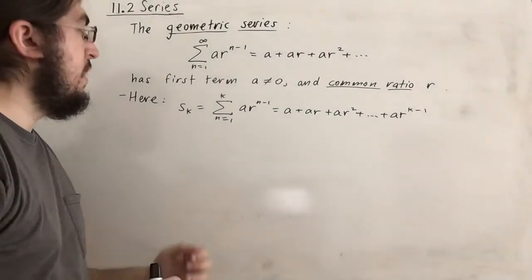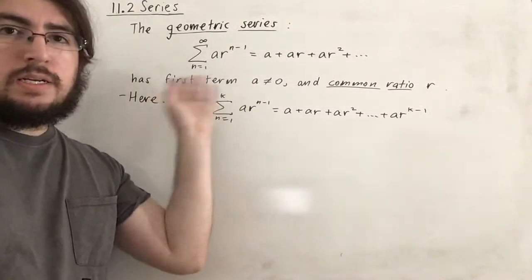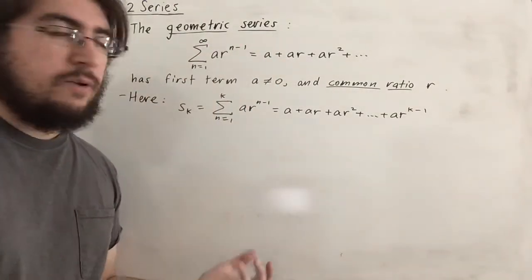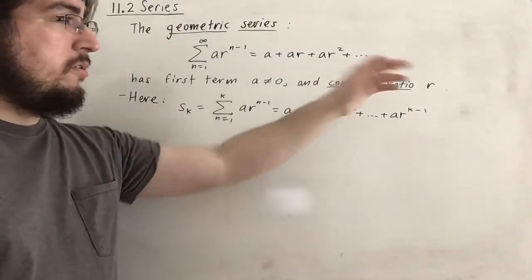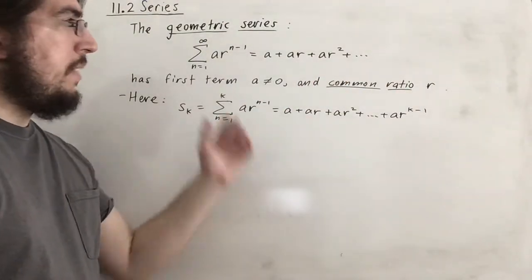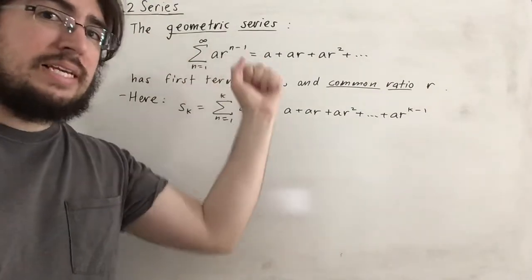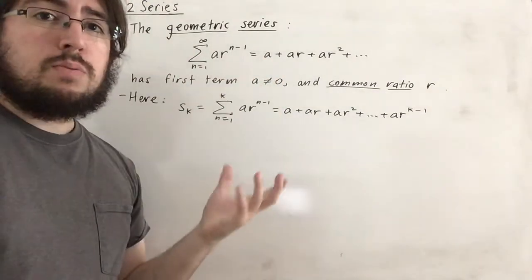Now the first term is a, which is a non-zero constant, otherwise it's just a sum of zeros, and the common ratio is r. That means that if you wanted to get from one term to the next term in the series, you would multiply by r.